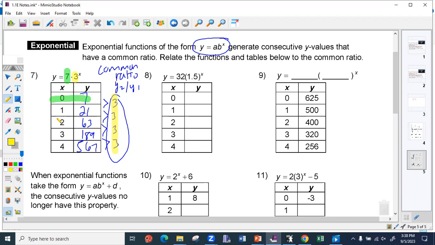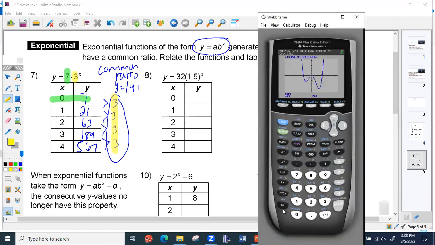All right. So what we did at the end, we graphed this in the calculator. I'm going to go to my handy dandy calculator, good old Sylvie, the calculadora. I'm going to reset her. So I reset Sylvie. I go to y equals, and I'm going to type in 7 times 3 to the x.